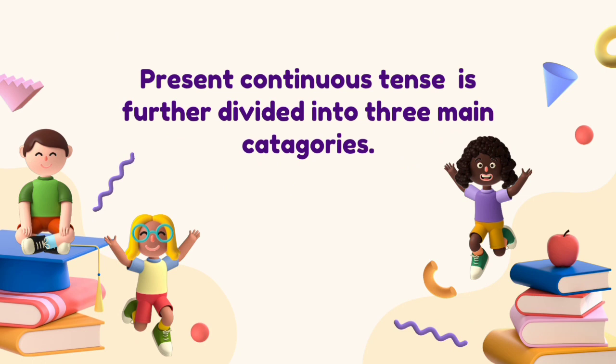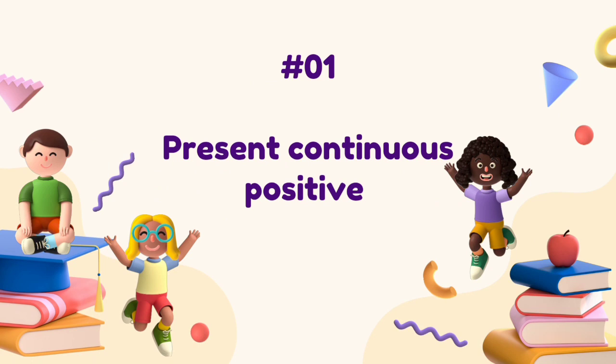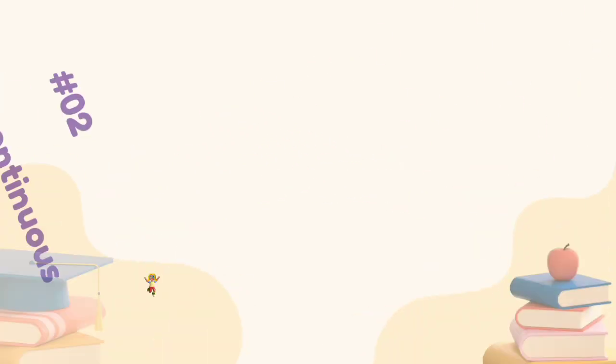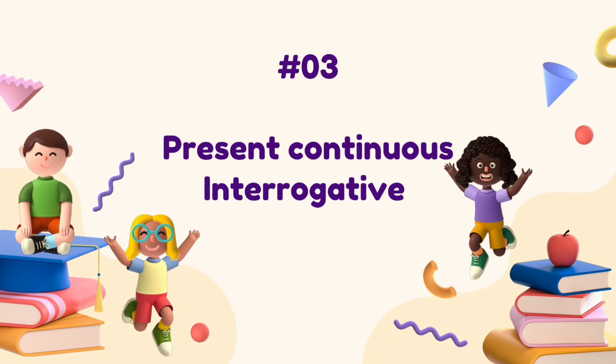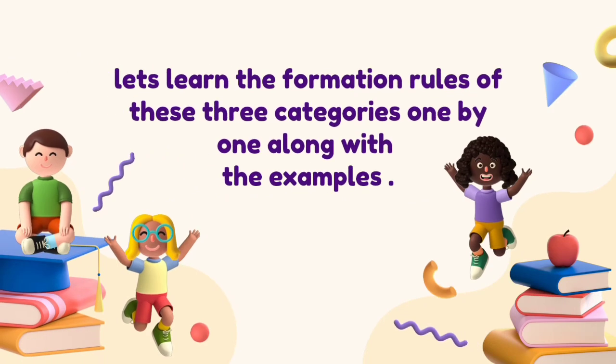Present continuous tense is further divided into three main categories. Number 1. Present continuous positive. Number 2. Present continuous negative. Number 3. Present continuous interrogative. Let's learn the formation rules of these three categories one by one along with the examples.